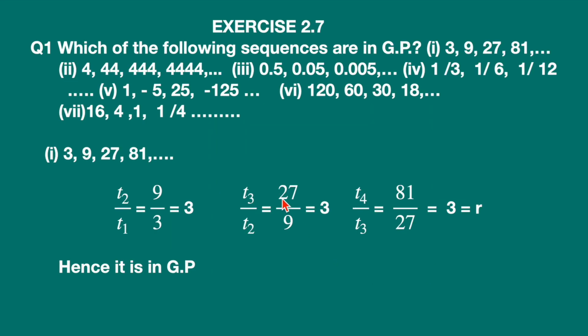Let's do sums from the exercise. It will become very clear. Question 1. Which of the following sequences are in GP? So let's take the first sum. We have to check if this is a GP or not. For that, the simple method is divide the second term by the first term. So T2 upon T1. Second term divided by first term. 9 upon 3. You get 3. Similarly, do the third term divided by second term. T3 upon T2. 27 upon 9 is 3. Fourth term divided by third term. T4 upon T3 is 81 upon 27. That is also 3. So you can see R is equal to 3, which is the common ratio. Hence it is in GP.